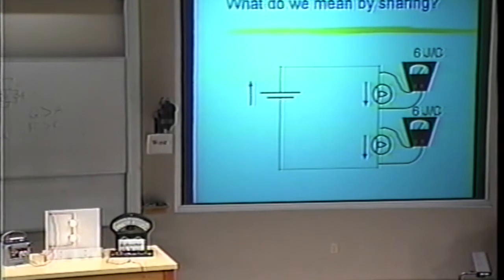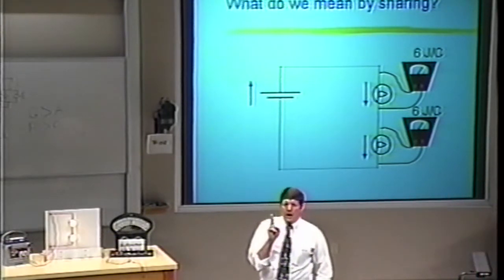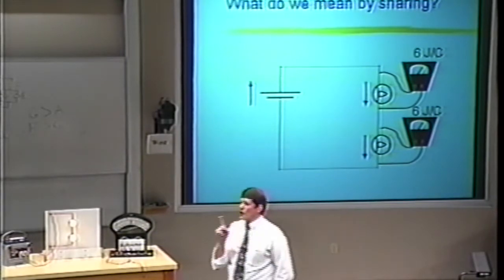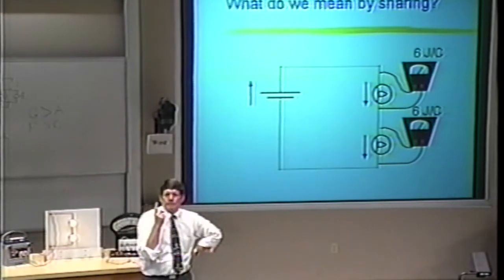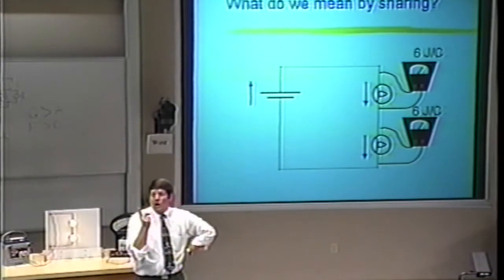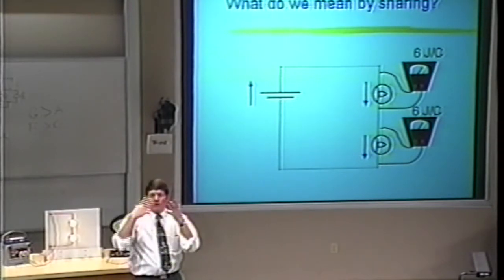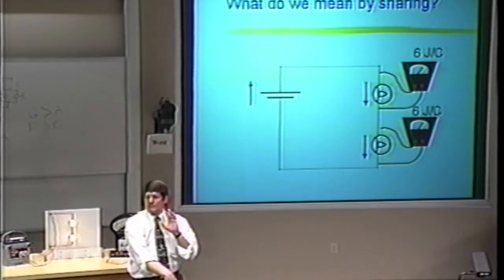And the question is, what do we mean by sharing? Remember, there's two ways to share. Share a book, share a pie. How do these bulbs share the current, the flow, the blueberry juice that's going through? Book or a pie? Book. First the current goes through one bulb, then when you're done reading the book, you pass it on to your friend, who reads the book. Okay?